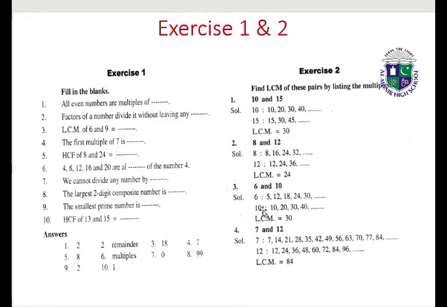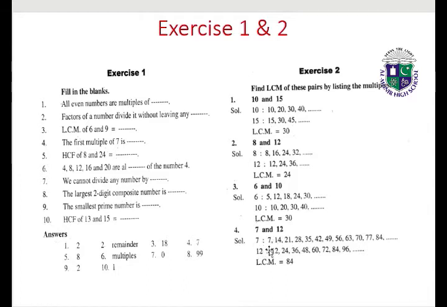6 and 10. 6 1s are 6, 6 2s are 12, 6 3s are 18, 6 4s are 24, 6 5s are 30, 6 6s are 36 and so on. 10 1s are 10, 10 2s are 20, 10 3s are 30, 10 4s are 40 and so on. Least common multiple is 30.